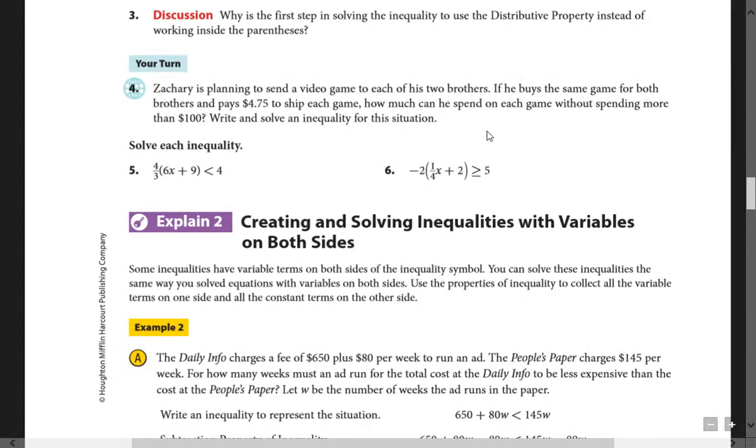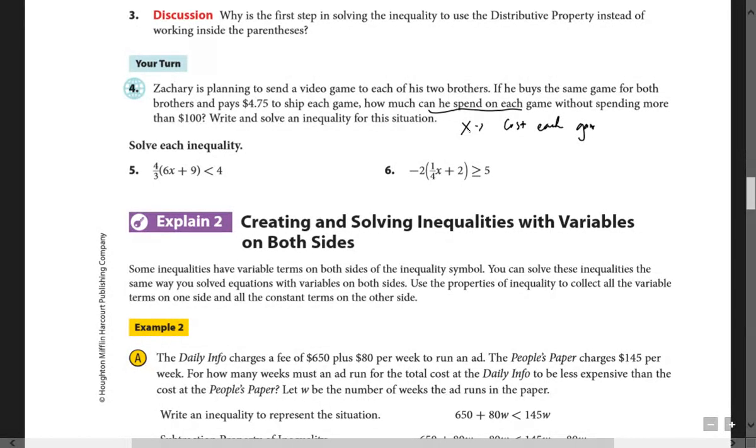The first thing that you have to do is to know what is asked, so you can identify what will be your variable. So we're looking for how much can he spend on each game, which means we're looking at how much is one game. So x is the cost per game or each game.